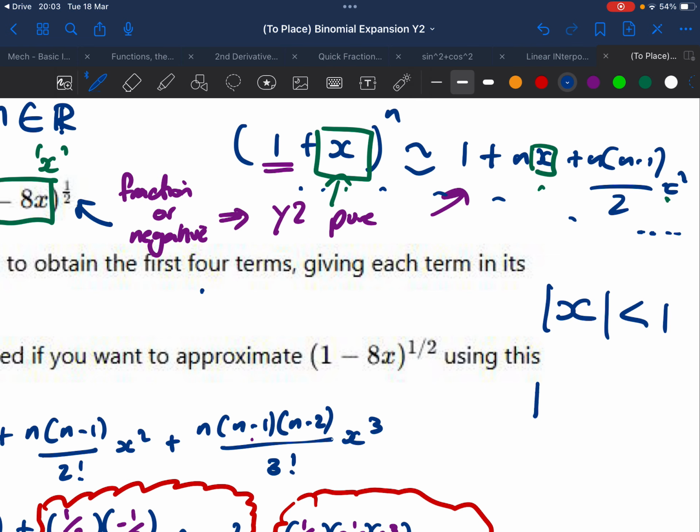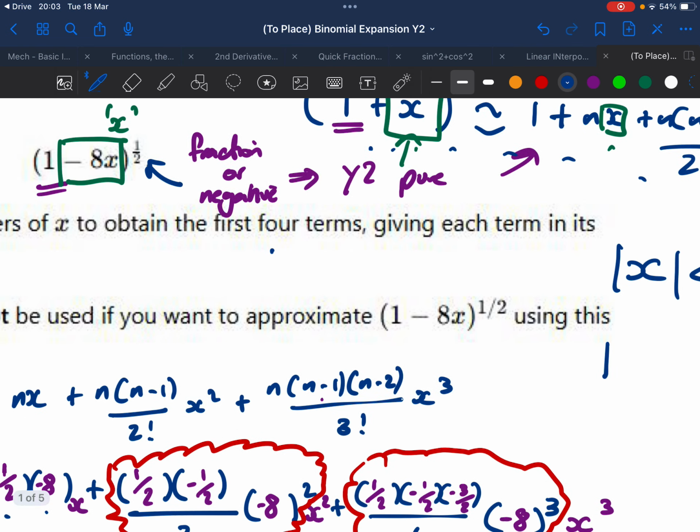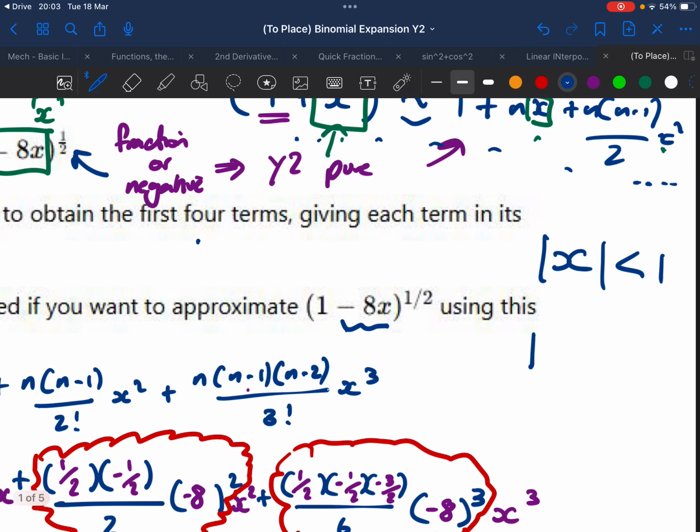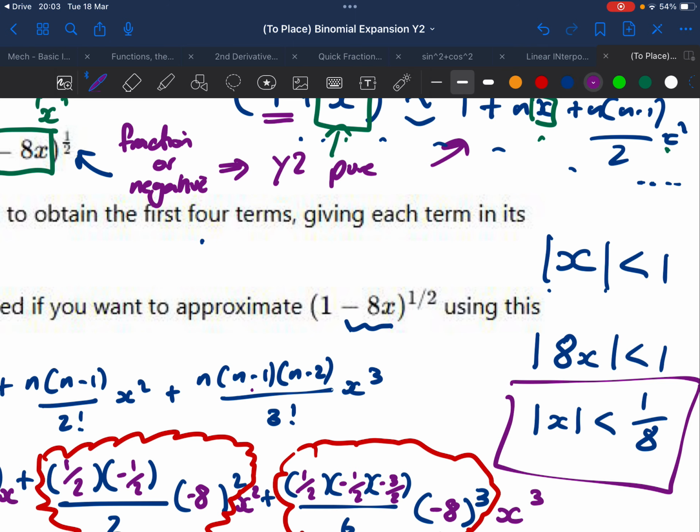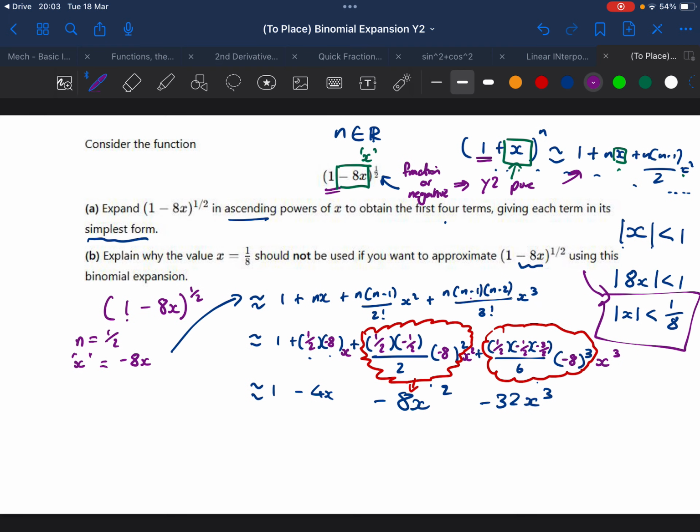So what we do is write in what is equivalently rx. I could write in minus 8x, but because it's the modulus, I can ignore the minus. I could just write this in, divide both sides by 8, and I get this condition. So this is a condition for part B for my expansion to work. I need a value less than an eighth. So why should you not use x equals an eighth?